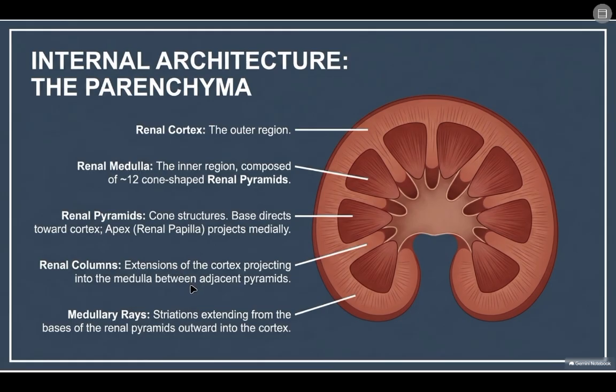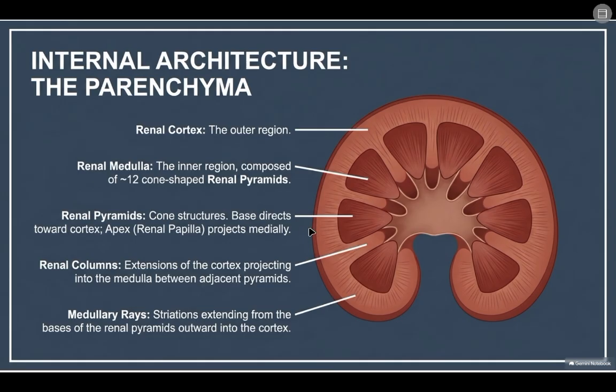Now we have the renal columns. So what are the renal columns? Extensions of the cortex projecting into the medulla between the adjacent pyramids. So this is the cortex. Remember, these structures here are the cortex, and the renal columns now penetrate between these two pyramids.